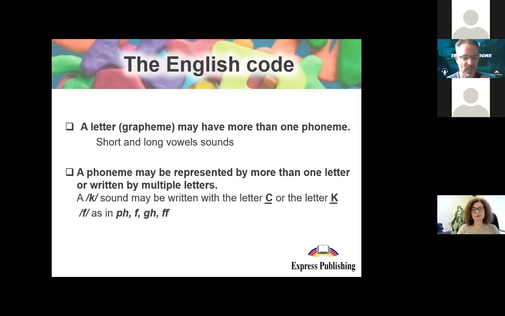I don't know why. Another example there is the f sound, which is always fun to do in studios. PH, F, GH, and double F all make the same sound.